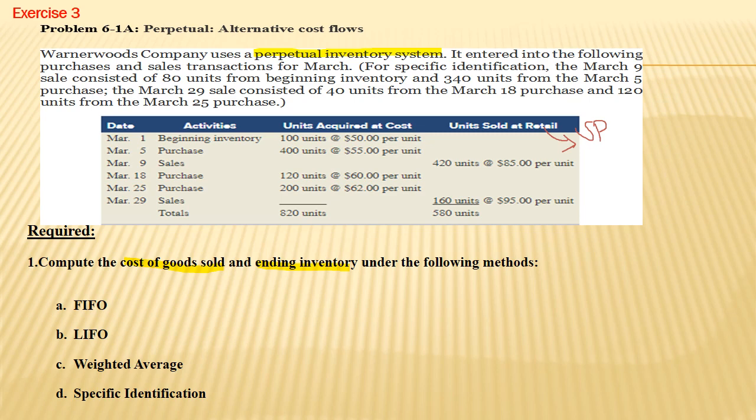And I said that this is the easiest one, since as you can see here in the exercise, there should be some info related to the sale in order to determine which day the sold units are from, to know the cost, whether the cost is from the beginning inventory or from the units purchased on day 1, 2, 3, whatsoever. Okay, let's see how we can calculate the cost of goods sold and ending inventory using these 4 different methods to understand them well.